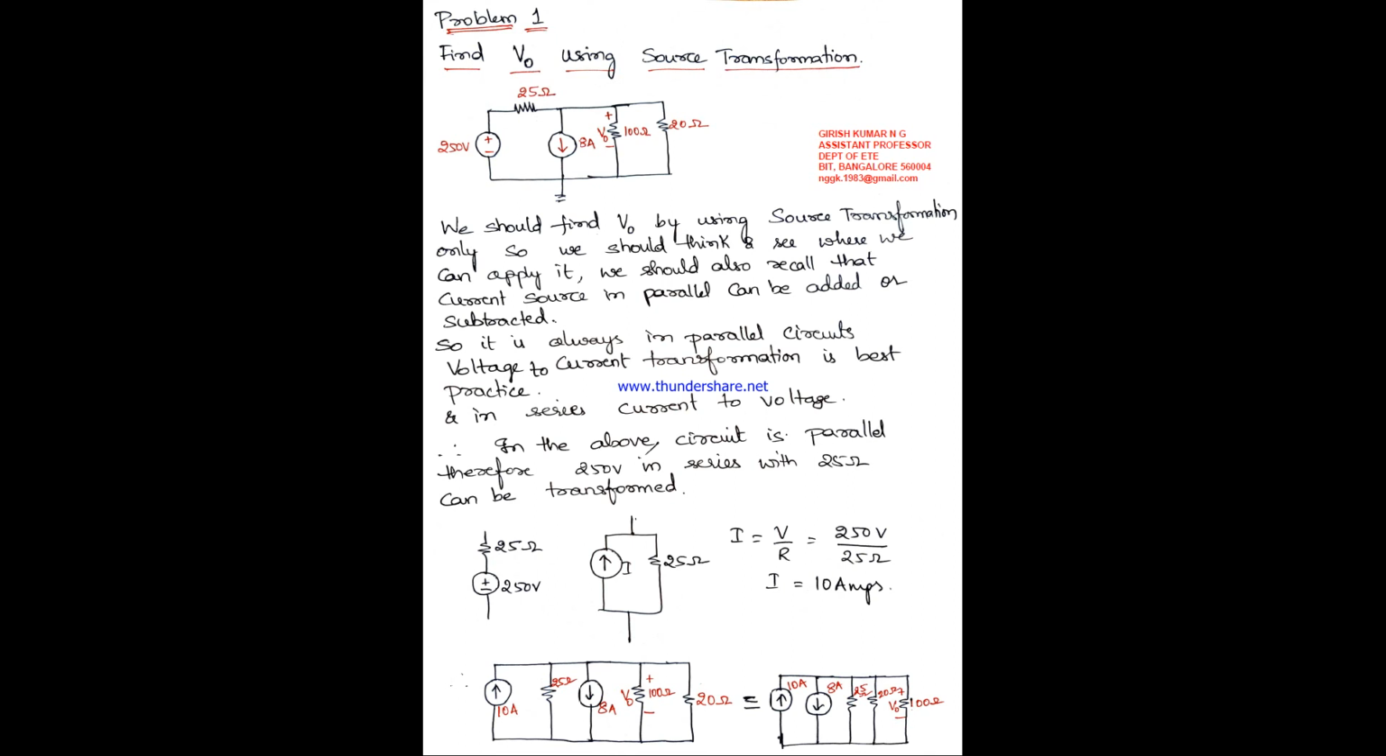The question is asking you to find voltage V naught using source transformation. Okay, so where is voltage V naught? It is across 100 ohms. Can you see this? V naught is across 100 ohms. Okay, now how will we find voltage V naught? Any suggestions, students? Can you think about how to find V naught in this particular problem?